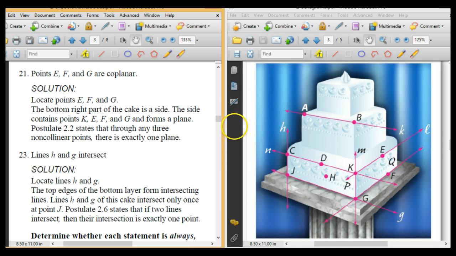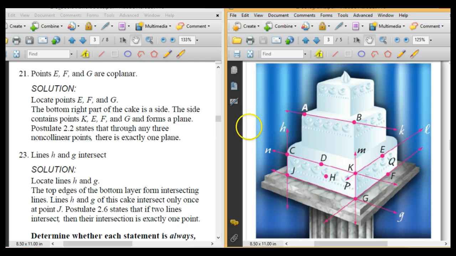Postulate 2.2 states that through any three non-collinear points, there is exactly one plane. So these points will all be on the same plane because through any three non-collinear points, there exists exactly one plane.